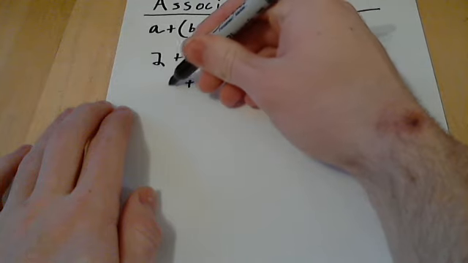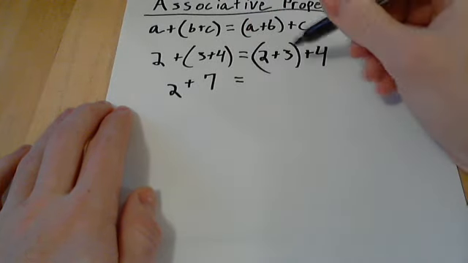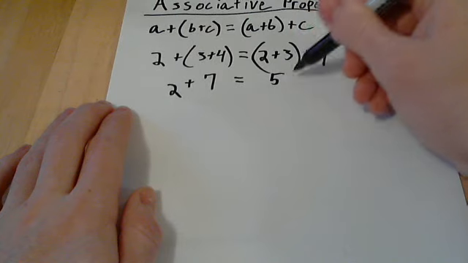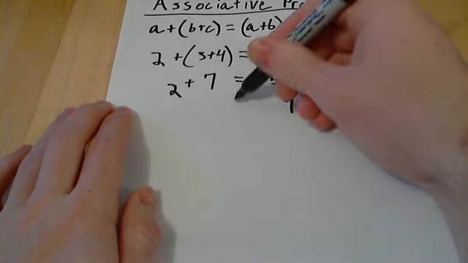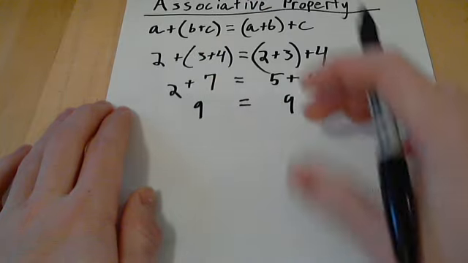So 3 plus 4 we know equals 7. Bring down our 2. And then we'll do that for the other side. 2 plus 3 equals 5, plus the 4 that we bring down. And 5 plus 4 equals 9, and 7 plus 2 also equals 9.